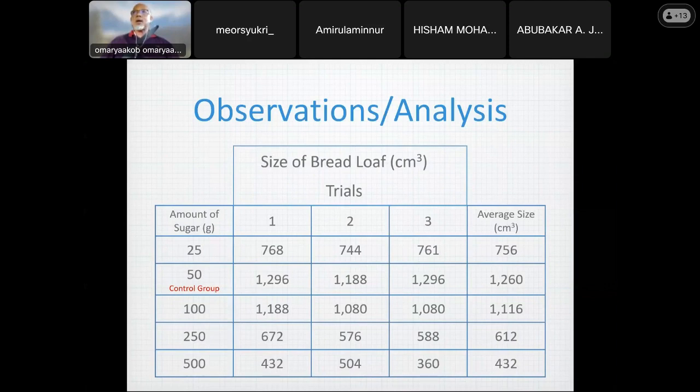Let's say grandma is already correct. It's 50. So I'm referring to the control group. It was 50. And the closest is 100 when we observe the average size. So what is his advice to grandma? Just keep the 50 or go to 100? Or do you want to do something else?